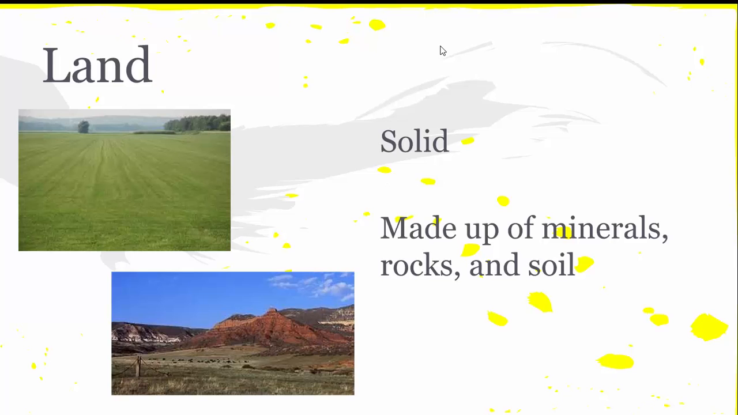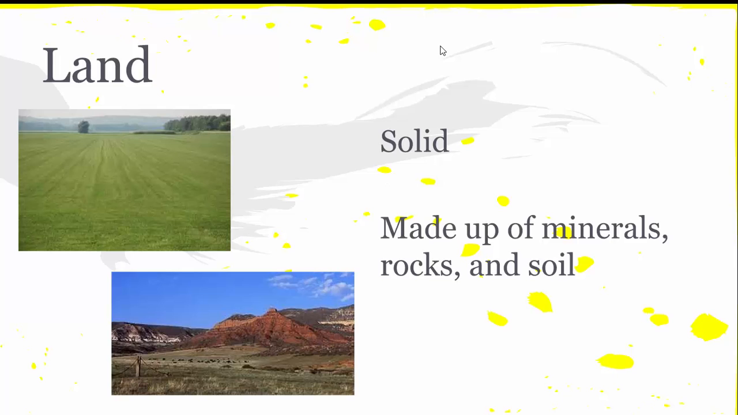So let's take a look at the pictures on this screen. The top picture might look like what you see when you look out the window of your house, or a friend's house, or a relative's house. Looks like a big grassy yard, perfect for playing ball in or tag, or in the winter maybe building a snowman. This is an example of land.